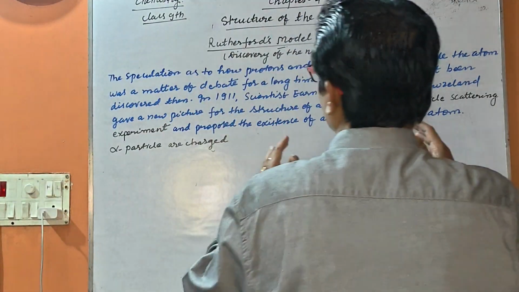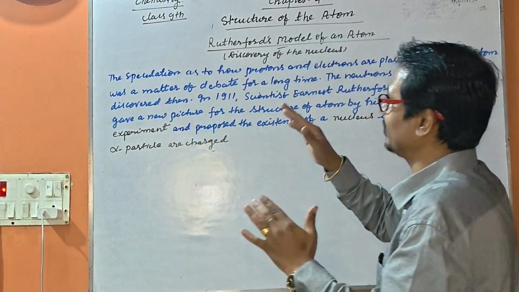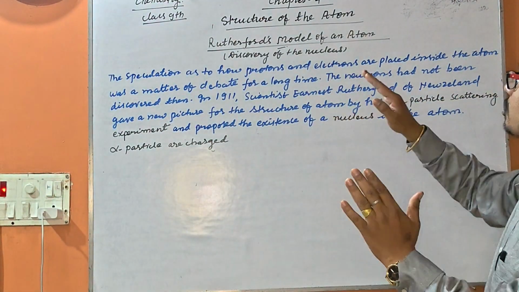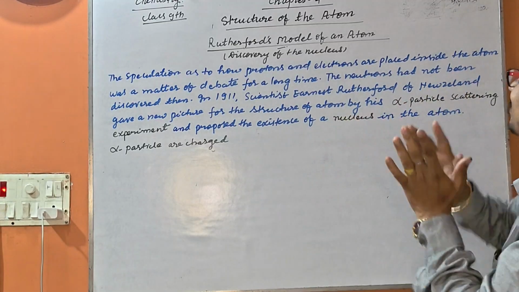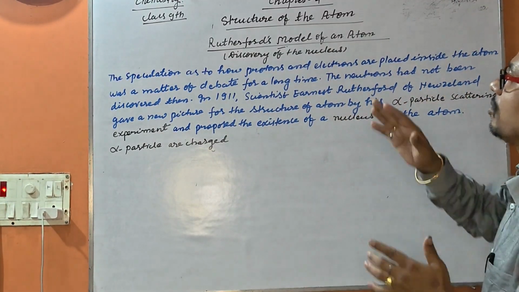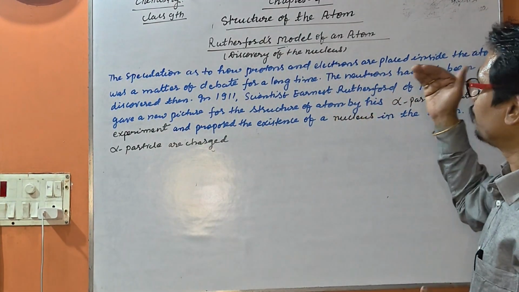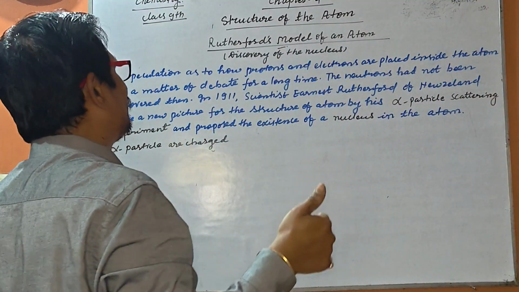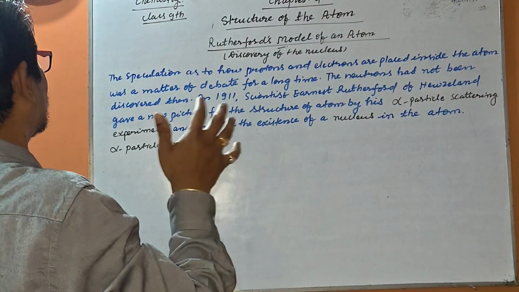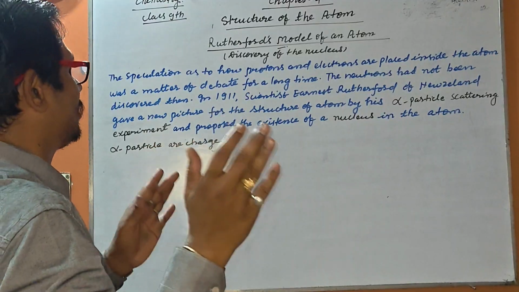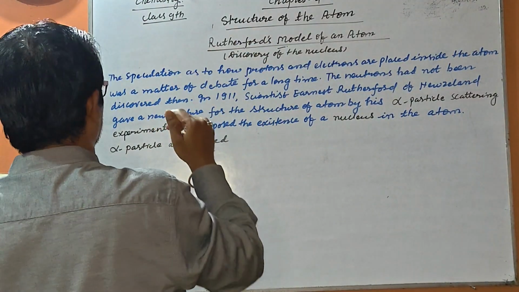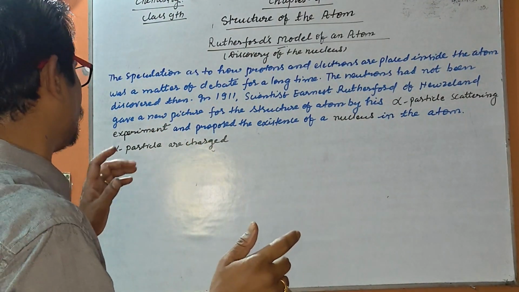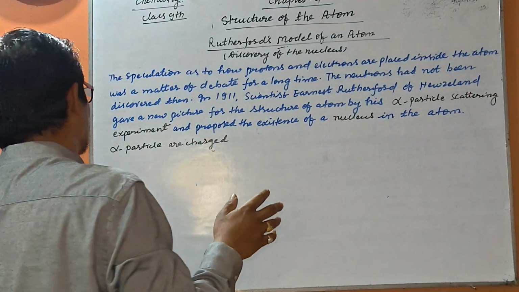So, the Rutherford model of an atom, the discovery of the nucleus. How protons and electrons are present inside the atom was a matter of debate for a long time. The neutrons had not been discovered. Then in 1911, scientist Ernest Rutherford of New Zealand gave a new picture of the structure of the atom by his alpha particle scattering experiment, and proposed the existence of a nucleus in the atom.